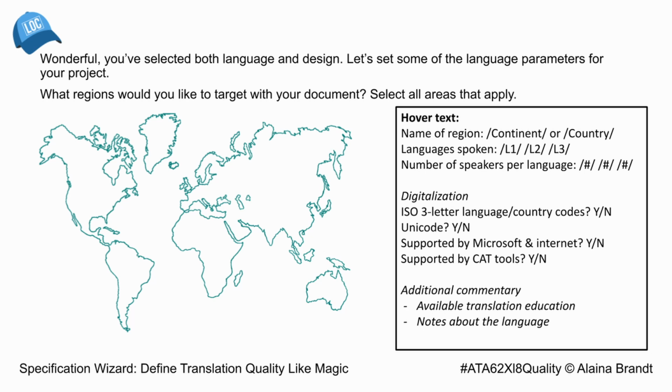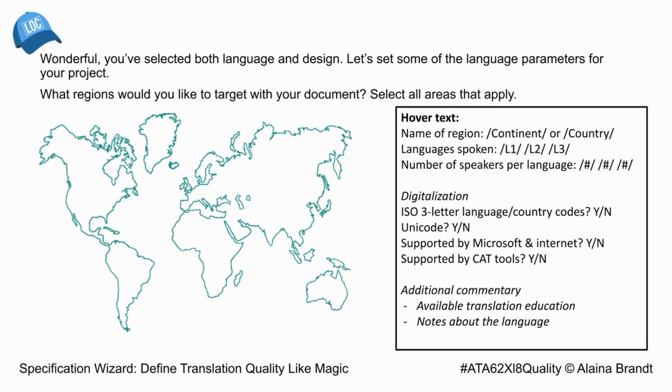where, let's say, they hover over each portion of the map, depending on how the regions are subdivided within the map, some sort of a pop-up comes up that talks about the name of the region, the continent, or the country, the languages spoken, the number of speakers of each language. It could also give a digitalization report. Is this language digitalized? Does software function in this language? All sorts of additional commentary could be given too.